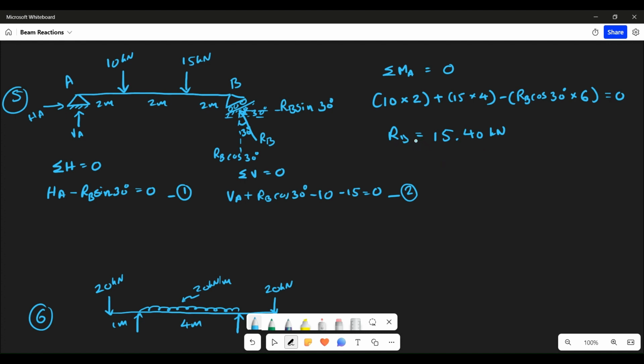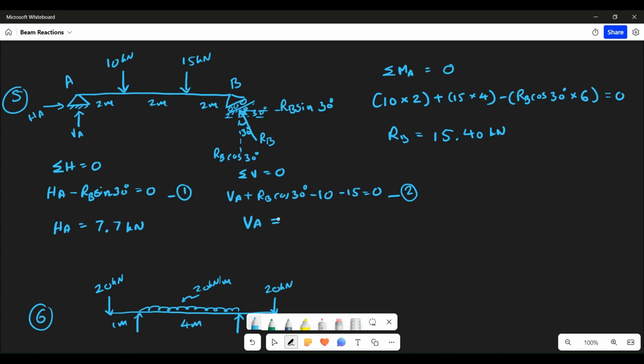Right, now you put this RB in equation 1, you get HA, and you put RB in equation 2, you get VA. So let's do that. So putting RB is equal to 15.40 here, you should be getting HA is equal to RB, 15.40 into sine of 30. So HA is 7.7 kilonewton.